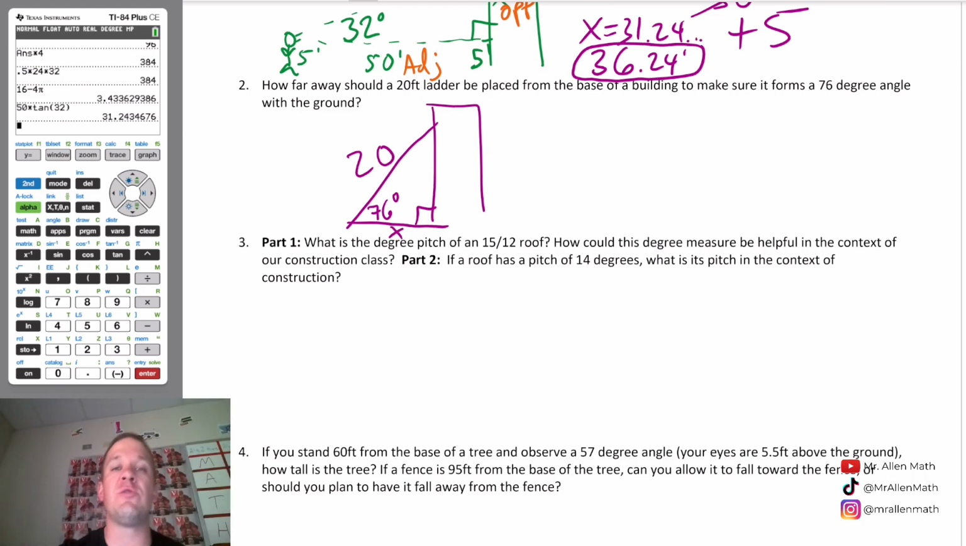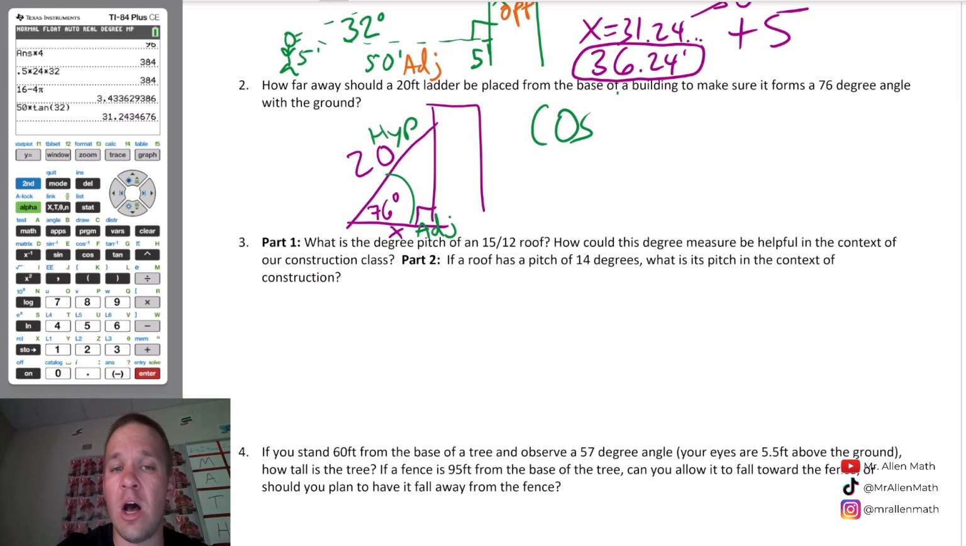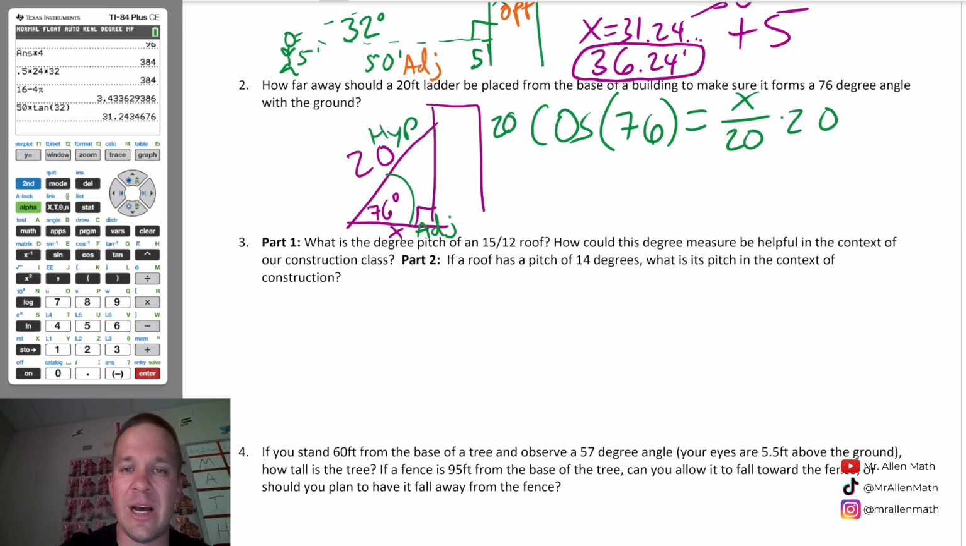So what sides do I have? What do I want? Well, I have my hypotenuse. I want my adjacent. This is the adjacent side next to this angle. So which trig function uses adjacent and hypotenuse? Well, the adjacent and hypotenuse would be cosine. So I'm going to have cosine of 76 equals my adjacent, which is X, over my hypotenuse, which is 20. So multiply by 20 on both sides.